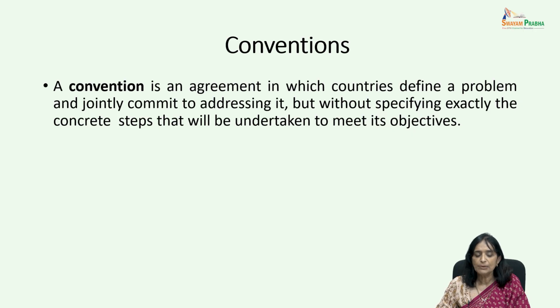A convention is an agreement in which countries define a problem and jointly commit to addressing it, but without specifying exactly the concrete steps that will be undertaken to meet its objective. I'll read it once again for you. A convention is an agreement between various nations in which these countries recognize that a problem is there, they define this problem, and then they jointly commit to address this problem. But they will not specify exactly what steps they will be taking to meet these objectives.